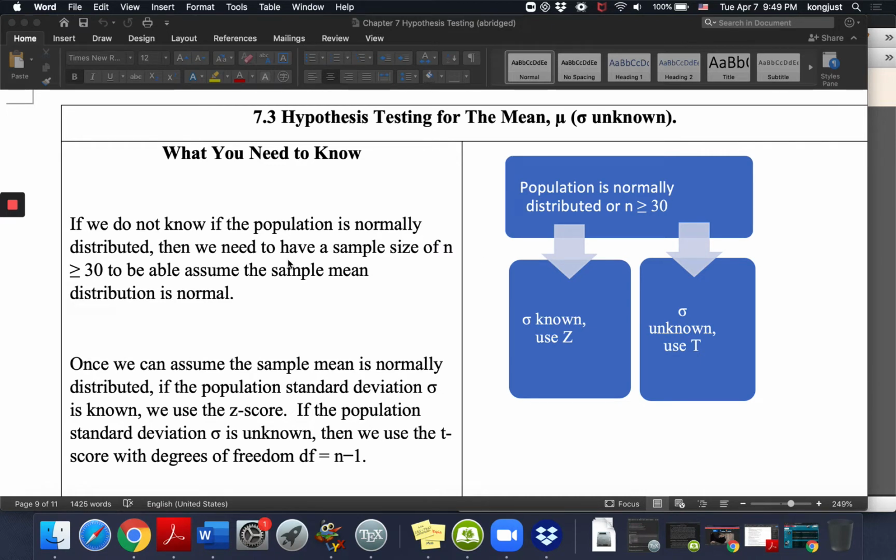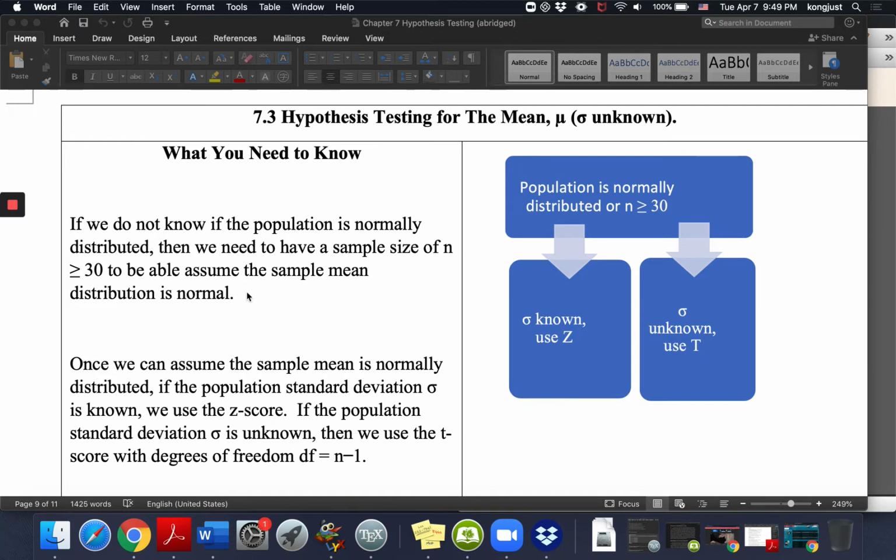Okay, so 7.3, this is hypothesis testing for the mean, mu, when sigma is unknown. This is analogous to section 6.3. If you think back to section 6.3, that was when we did the t-distribution, right? Because we didn't know sigma, but we knew s. S is the sample standard deviation.